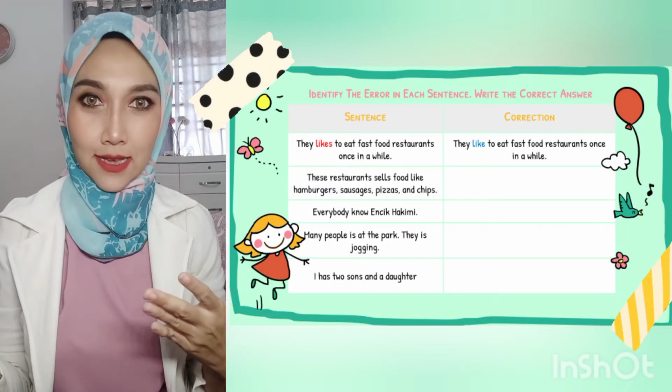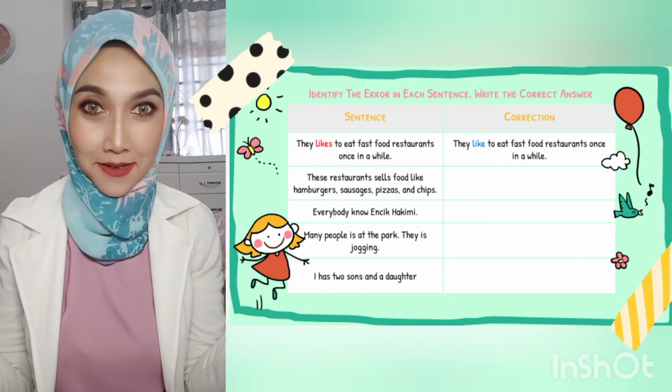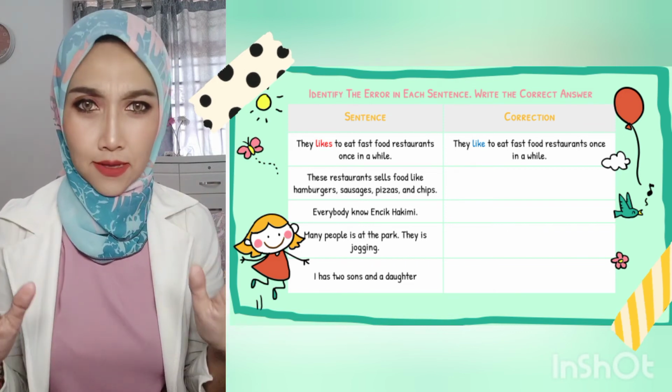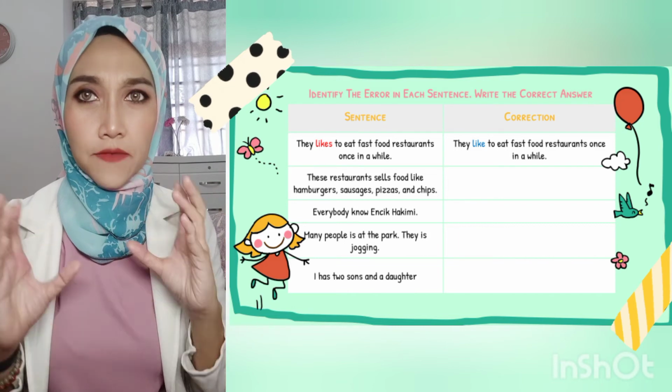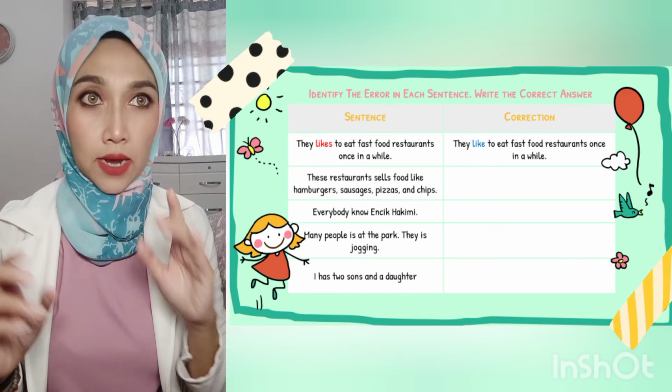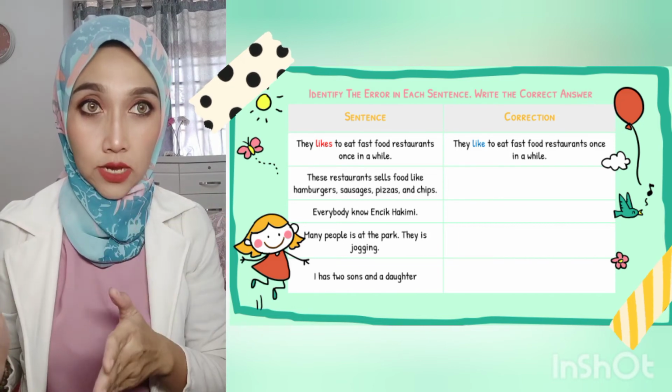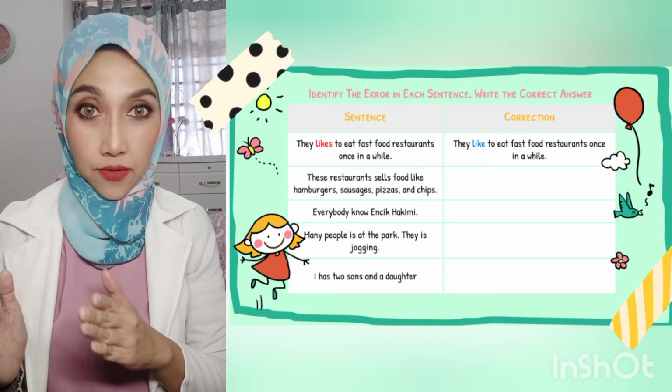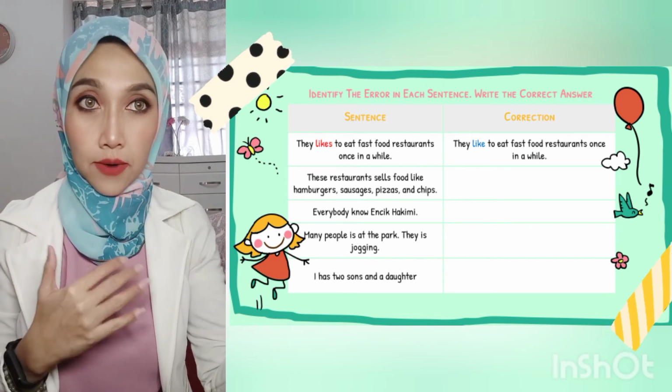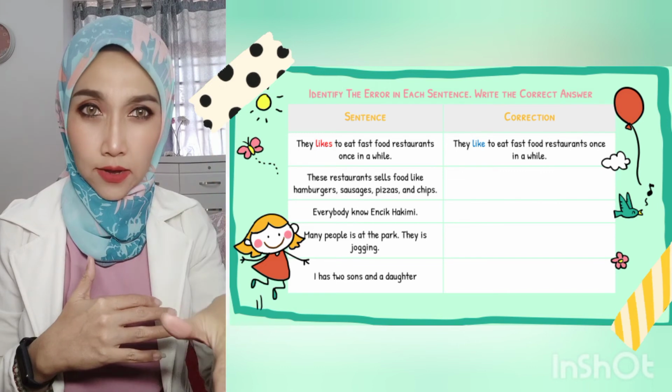Okay, so this is your exercise time. Don't worry, this one is going to be easy. Identify the error in each sentence. Write the correct answer. It means that the sentence here is not correct. It's incorrect, so you need to correct it. Write the correction here.